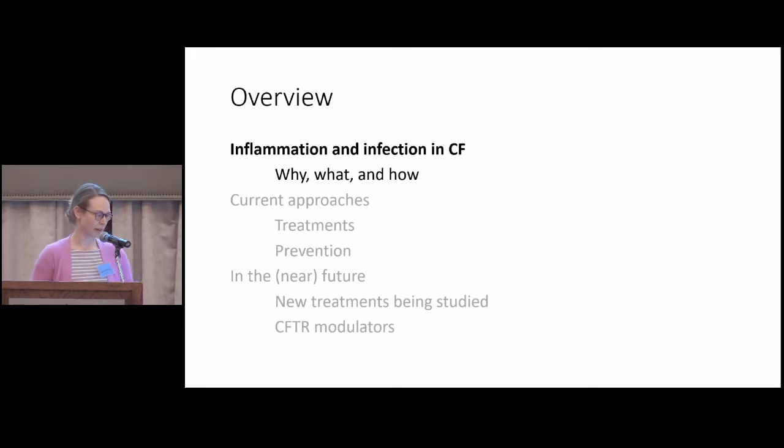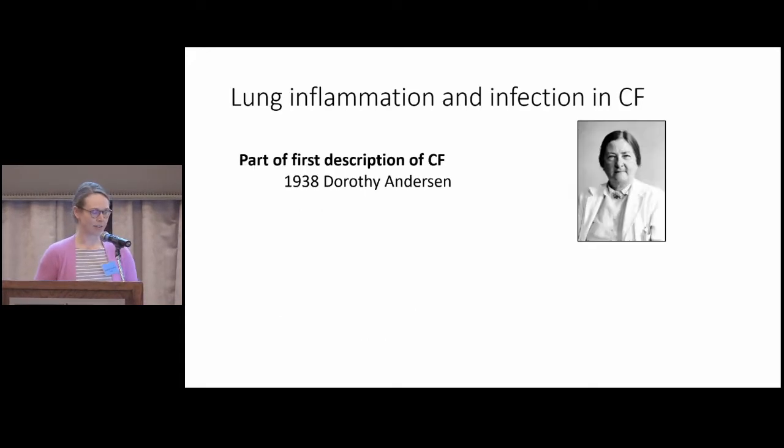So we'll start with the first part, the why, what, and how. And inflammation and infection are important in CF, one, because they've been there since the very first description. This is a picture of Dorothy Anderson, and she published the first description of people with CF back in 1938. And in this description, she identified infection in the lungs of these kids that she had identified as having something that she called cystic fibrosis of the pancreas, but we now know as CF.